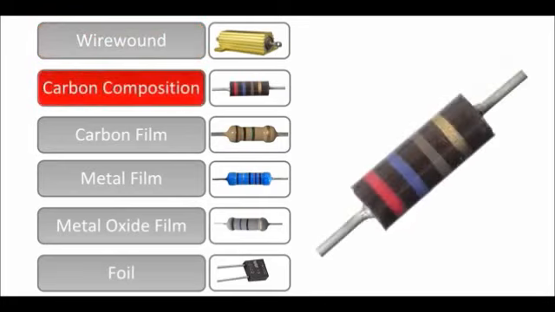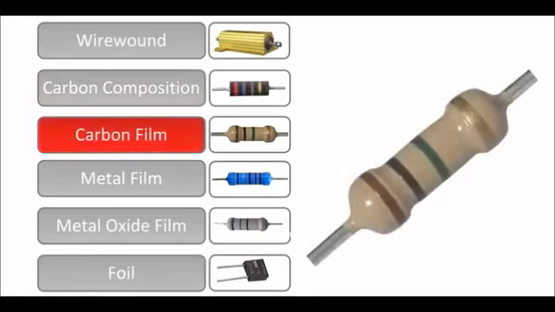Carbon composition resistors are constructed with a mixture of a non-conducting ceramic and fine carbon particles. They are also very old and used to be the most common resistor type a few decades ago. Although their properties are inferior to other types, regarding for example tolerance, they are still in demand for certain applications. For example, they have the ability to withstand high energy pulses.